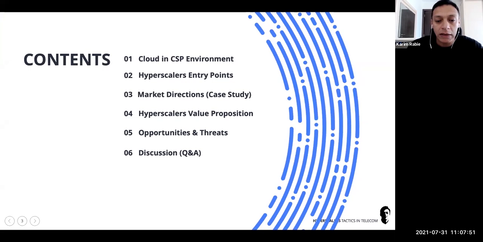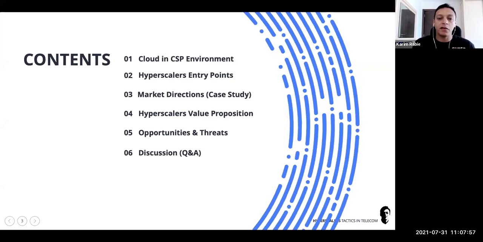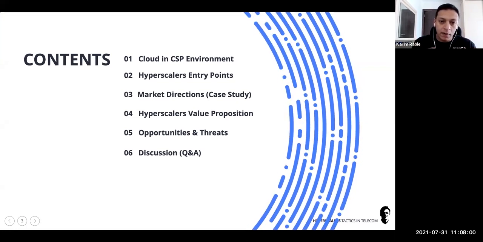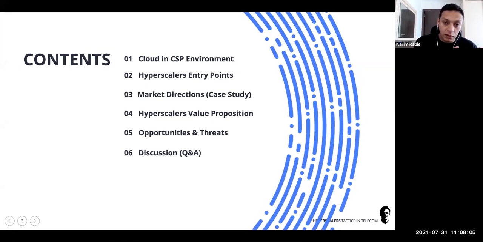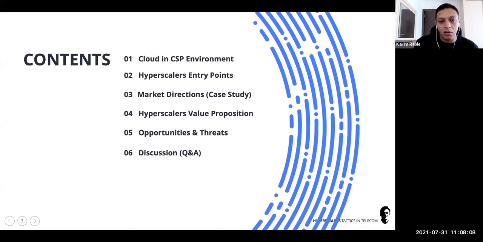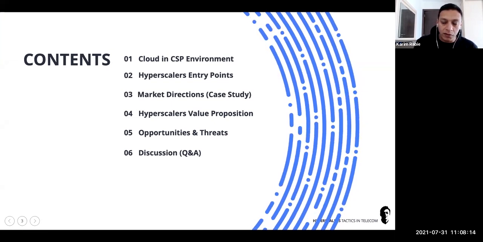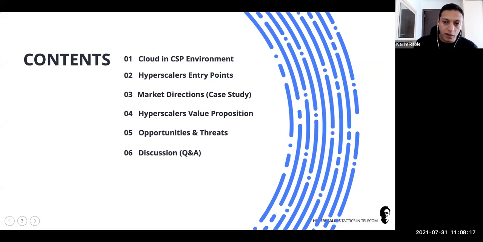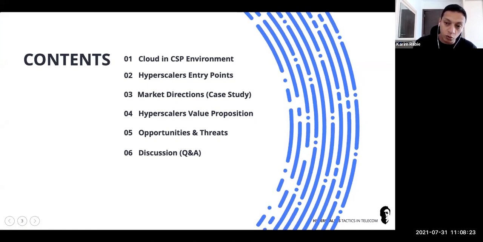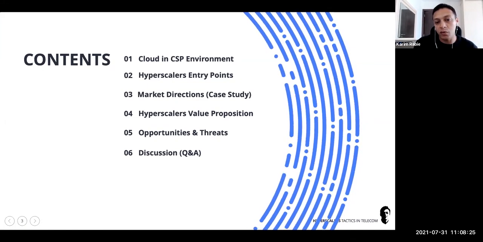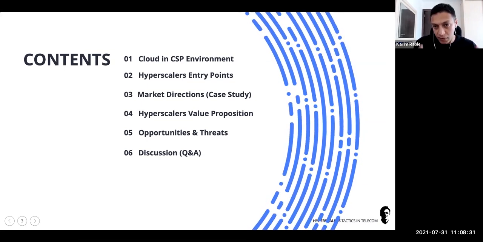Okay, so I prepared a storyboard that starts with some foundation about the concept of cloud, and the cloud models or cloud stacks that can exist in a CSP environment, the communication service provider. Once we have this common ground, we understand how the hyperscalers try to get in, the entry points for hyperscalers to penetrate the telecom domain. Then I give some highlights about the market direction in that arena.